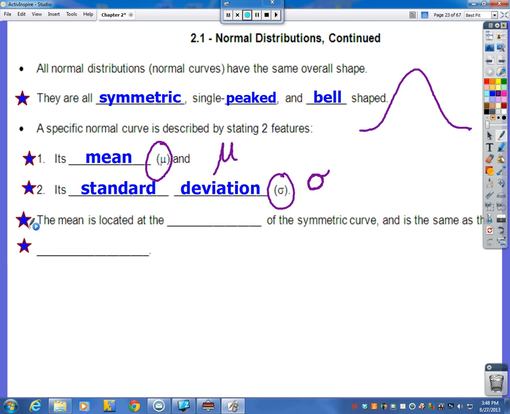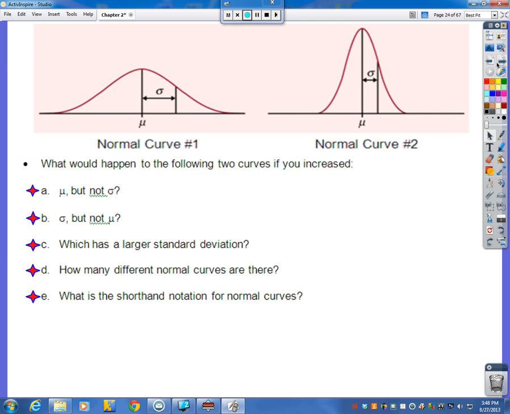The mean is located at the center of the symmetric curve. Okay, the mean would be located right here. It's always right in the middle, and is the same as the median. Since the distribution is symmetric, the mean and the median are both located right in the middle. Since we have zero skewness, then the mean doesn't really go one direction or the other.